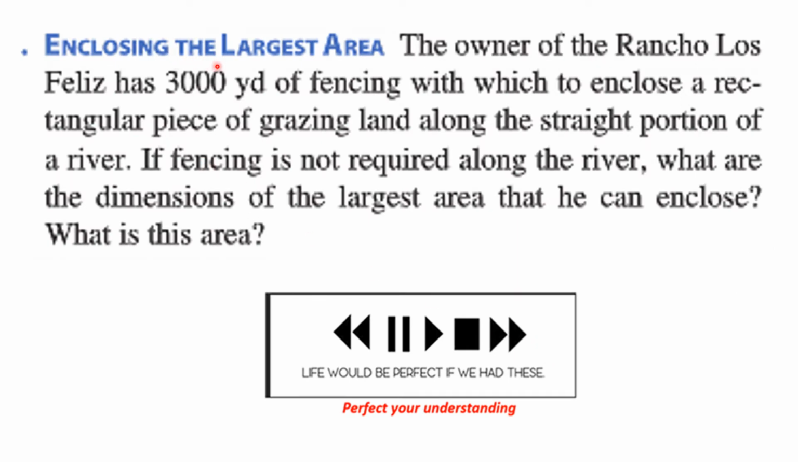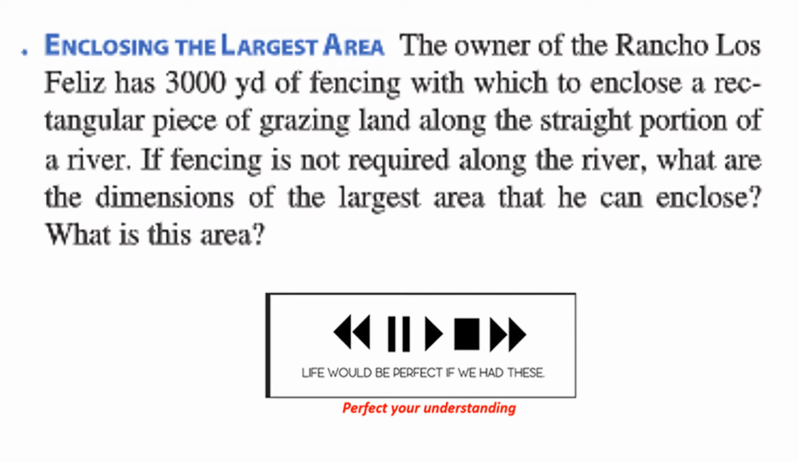Here's one for you to try, enclosing the largest area. The owner of a ranch has 3,000 yards of fencing with which to enclose a rectangular piece of grazing land along the straight portion of a river. If fencing is not required along the river, you see this is different from what we had in the first problem. What are the dimensions of the largest area he can enclose? What is this area? You know what to do.